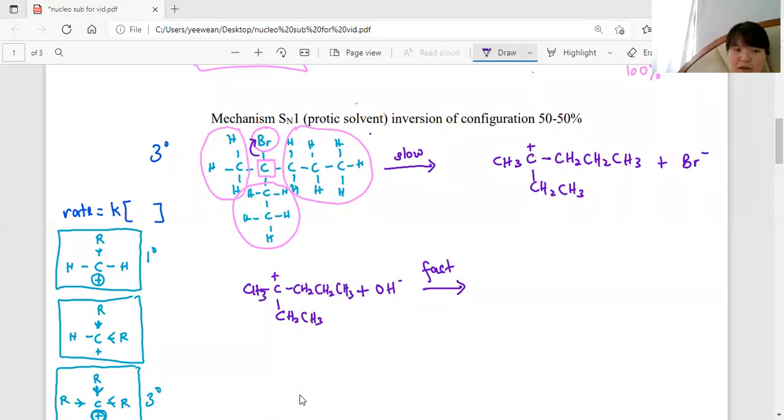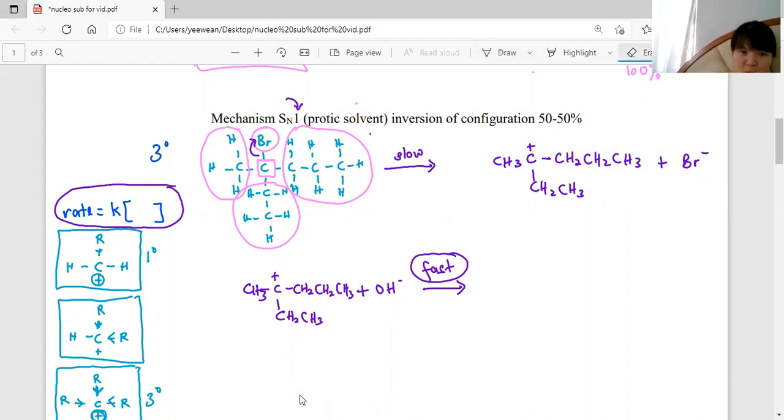If you recall the reaction kinetics chapter, you'll recall that anything that appears in the fast step does not appear in the rate equation. So this is why it's first order. That's why SN1. That's what that 1 means, the order of reaction. So what happens here is the OH negative and the carbocation bond with each other.